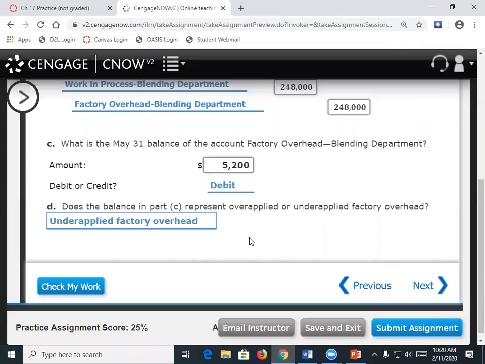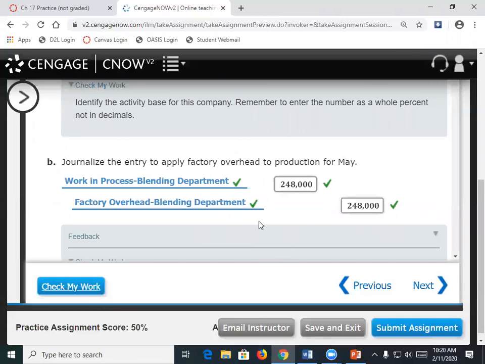Well, we still have to apply overhead for each work in process department. That's part of our costs, right? We have to have that overhead for our conversion costs. So they're just showing you it's the same. You're applying overhead the same way. The only difference is we have to apply overhead to each work in process account, like blending and then assembly or whatnot. Any questions on that one?